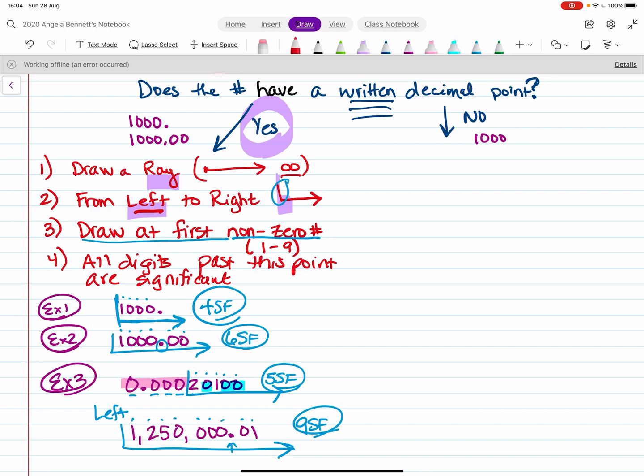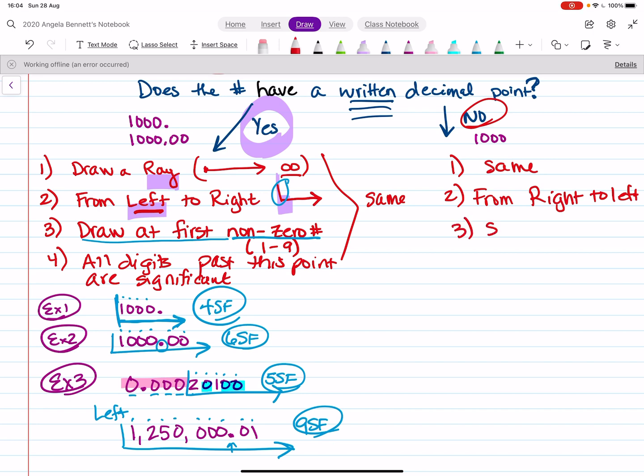Now, if we have a number that does not have a decimal point, then guess what? It's very, very simple. The rules are exactly the same. There's only one tiny difference, and the difference is step number 2. Instead of starting on the left and going to the right, we're going to draw our arrow from right to left. So 1 is the same, 3 is the same, and 4 is the same. Same rules. We're just going to start on the different side of the number.